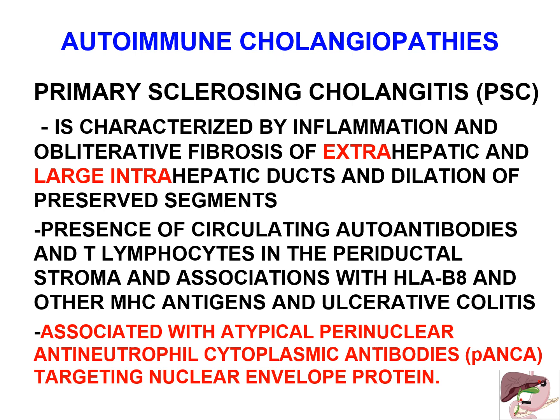But unlike PBC, the autoantibody profile in PSC is not characteristic, but atypical perinuclear anti-neutrophil cytoplasmic antibodies targeting a nuclear envelope protein are found in approximately 65% of patients.